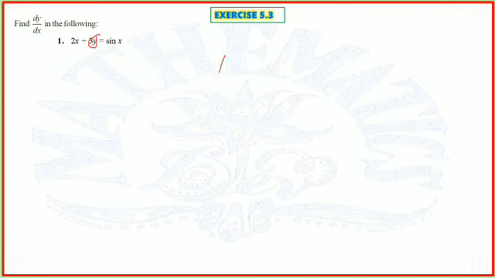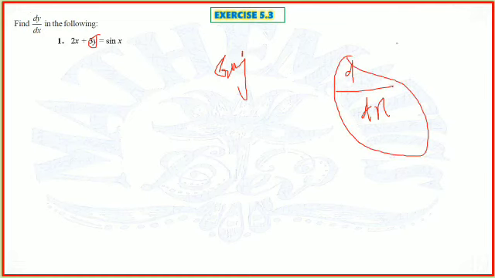For example, you are given sin x and asked to differentiate sin x with respect to x. What you will be doing? You will be writing it as d over dx. Since we are asked to differentiate sin x with respect to x, we write d over dx, and then we write sin x here.